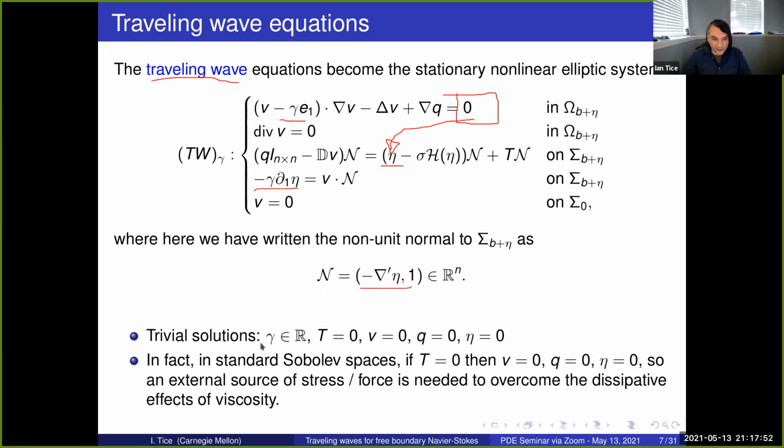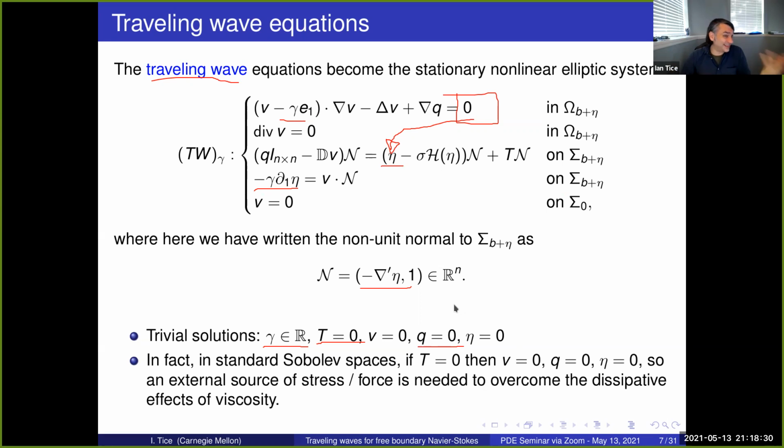So one thing that I want to draw your attention to, which is an essential but trivial observation, is that for any traveling wave speed gamma, if we take T, the external stress, to be equal to 0, then we get a solution to the above system of equations just by plugging in v equal to 0, q equal to 0, and eta equal to 0. Notice that setting q equal to 0 here is why, in some sense, it's convenient to subtract off the hydrostatic pressure, because it means that our trivial solution is 0 for the pressure rather than the hydrostatic pressure.